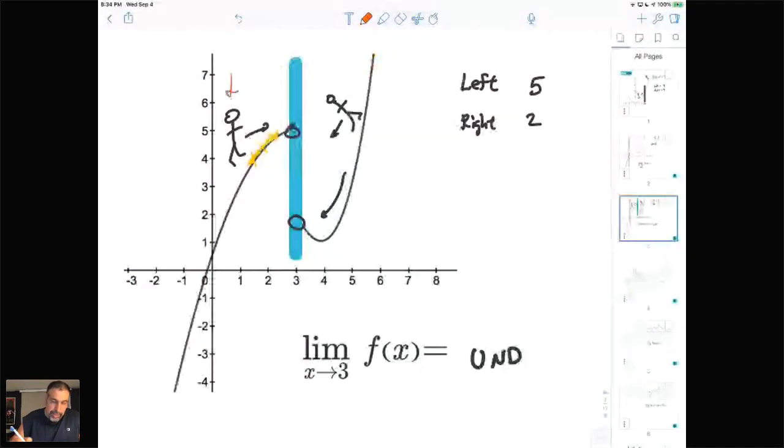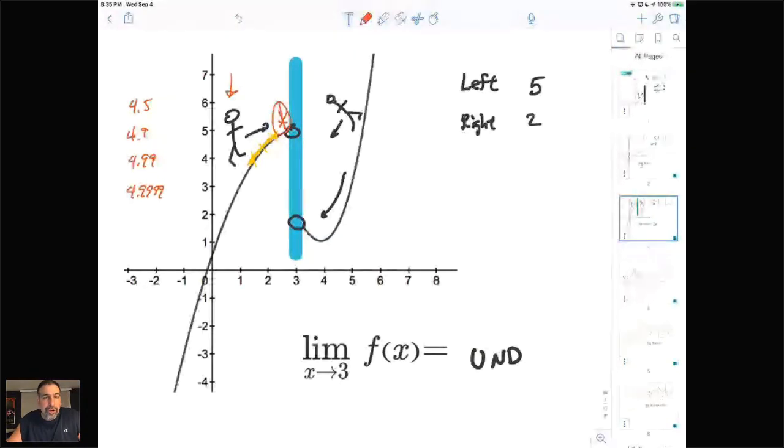Our guy here coming from the left is following the path, and his job is simple: walk until his x value is 3, and then figure out what his y value is. But because it's a limit, we don't want to actually get to the value of 3. We want to stop just short of 3. As he gets closer and closer to the x value 3, you can see his y values are getting closer and closer to 5. He's going 4.5, 4.9, 4.99, 4.999, and he stops just short of 3. Along the way he's collected this data.